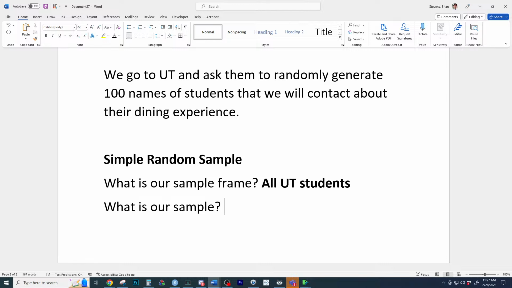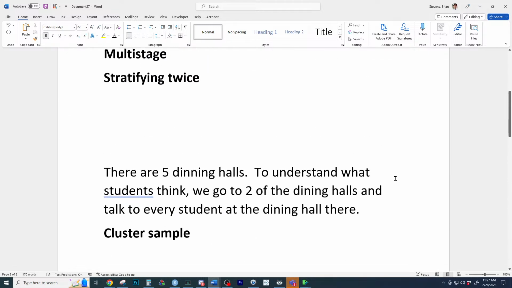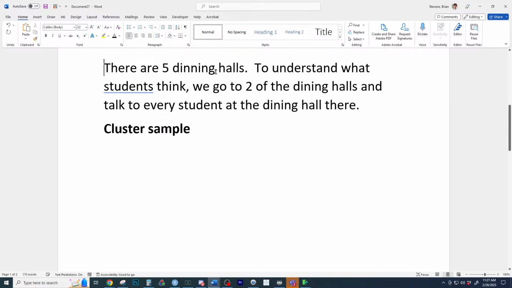Will the sample frames be the same? Oh, we'll do the cluster one here. And good questions right there. The 100 students, yep, as long as they speak to us. There's a thing called non-response bias if they don't talk to us. So with the cluster one right here, let's take a look. What is our sample frame?